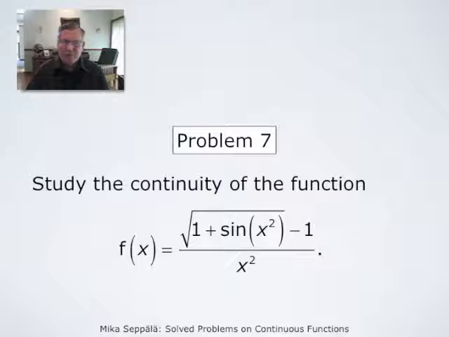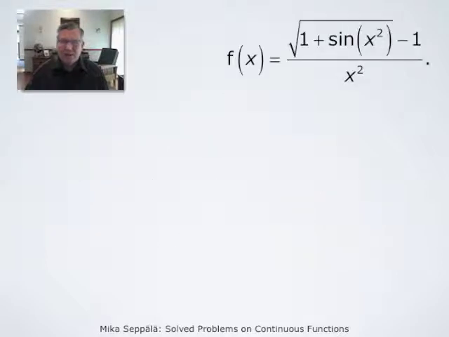In problem number 7, we have to study the continuity of the function f of x equals square root of 1 plus sine of x squared minus 1, and that divided by x squared. So we first have to figure out for which values of x this expression, square root of 1 plus sine of x squared minus 1 divided by x squared, is defined.